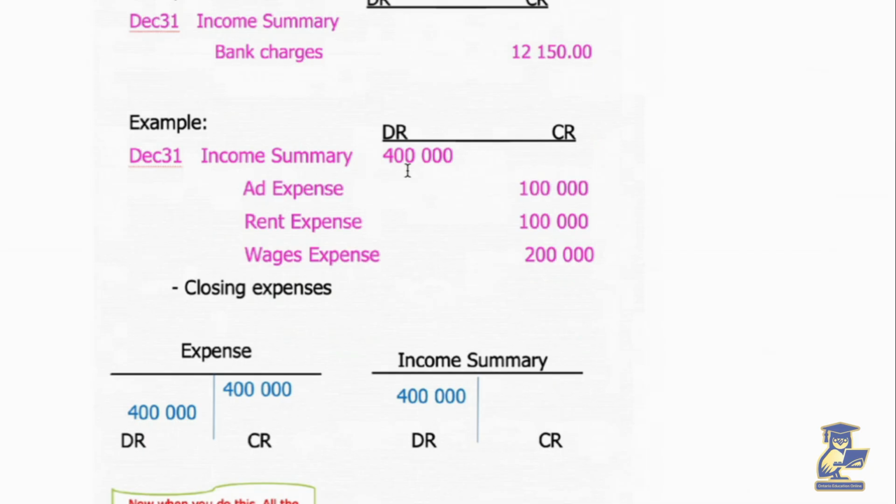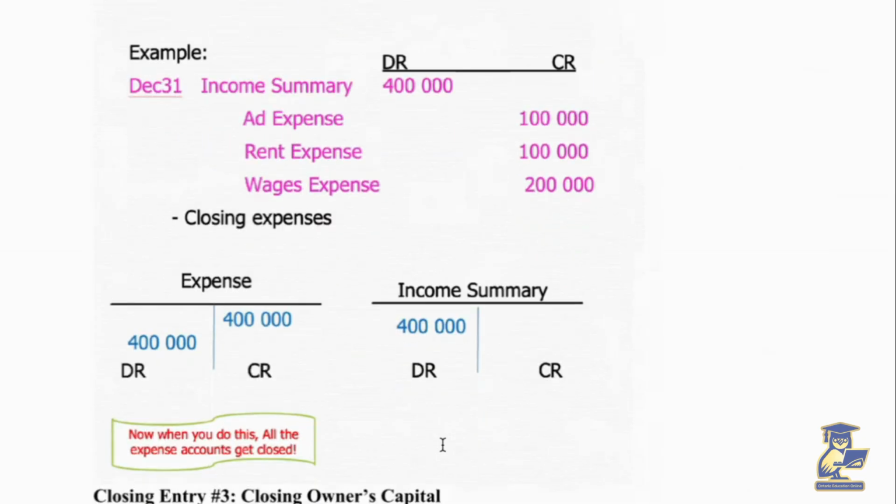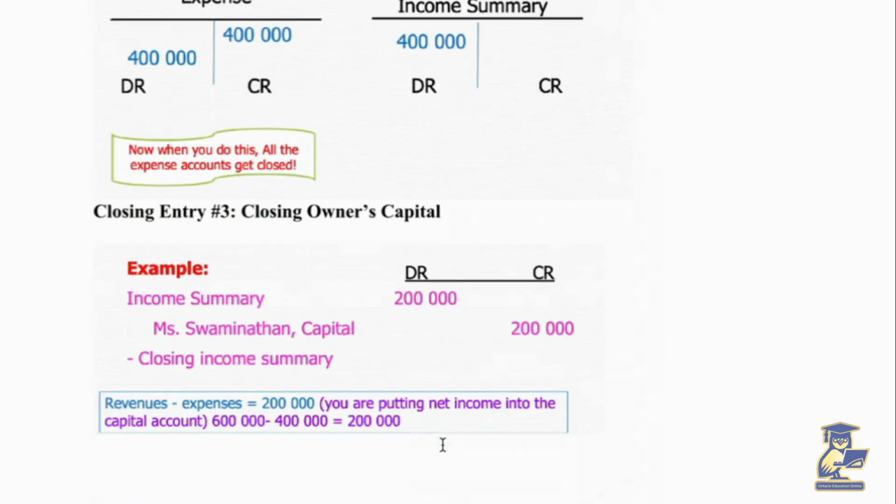Here's a better example. We have income summary for 400,000, okay? Because we're crediting these three expenses, we have ad, rent, and wages. 100 plus 200 plus 100 is 400,000. So again, this is what our T account would look like. If we had our expenses for 400,000, typically they would have a debit balance. If I credit, then I bring my balance to zero, and my income summary will now have a debit of 400,000.